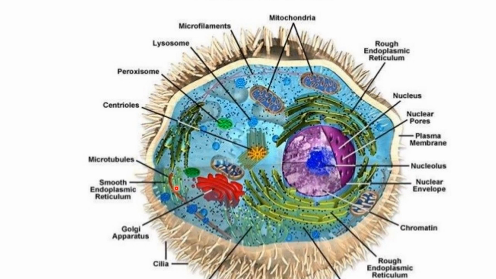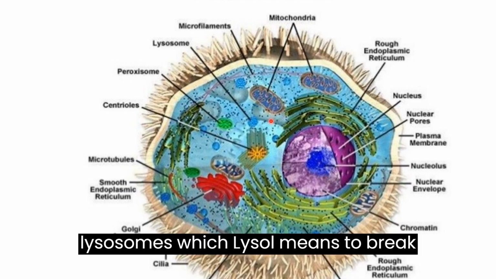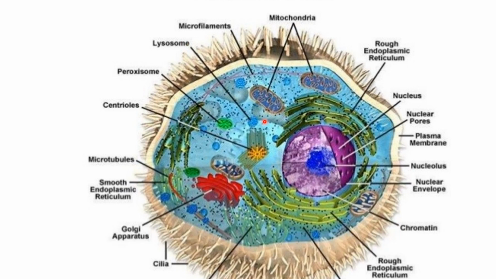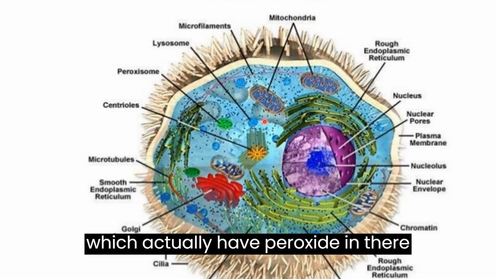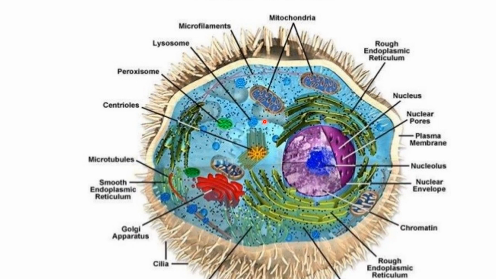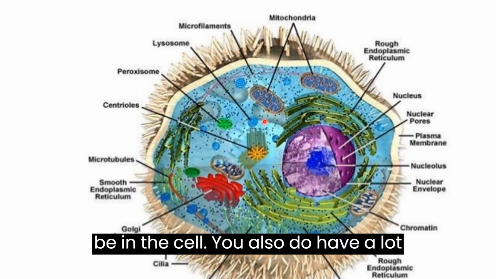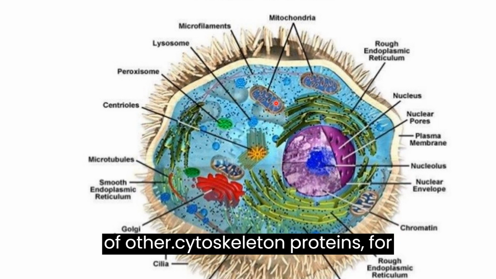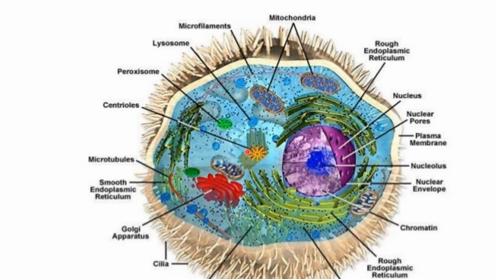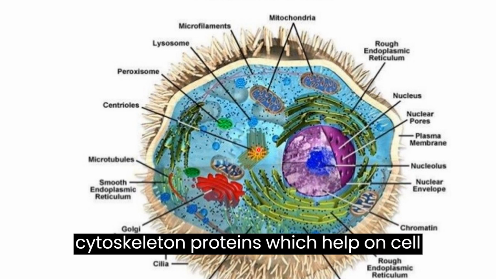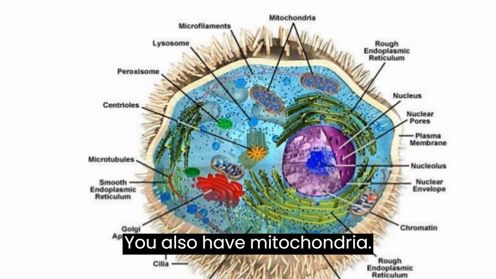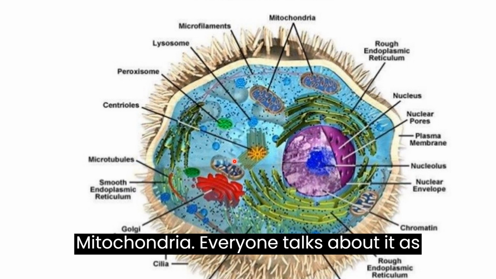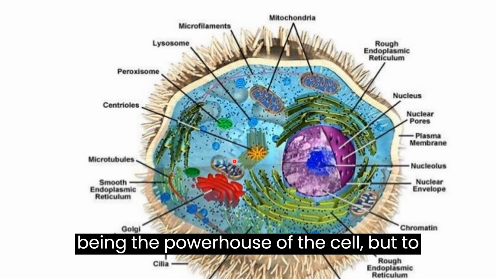Now there are certain things in here which are lysosomes, which lyso means to break, somes are just a container inside. Peroxisomes, which are vacuoles which actually have peroxide in there, which are used to destroy different things that aren't supposed to be in the cell. You also do have a lot of other cytoskeleton proteins. For instance, the centrioles are cytoskeleton proteins which help on cell division, which we'll talk about later. You also have mitochondria. Mitochondria, everyone talks about it as being the powerhouse of the cell.